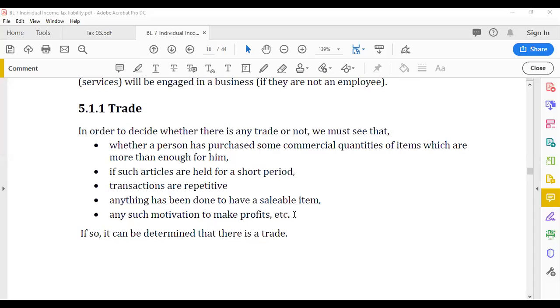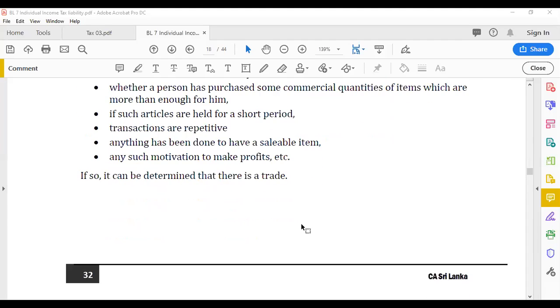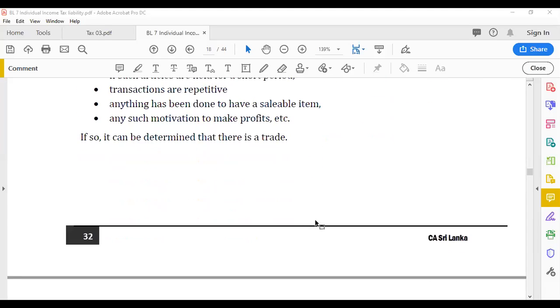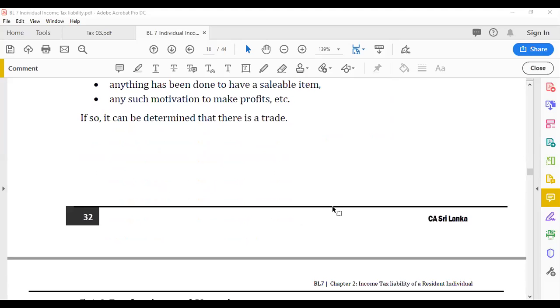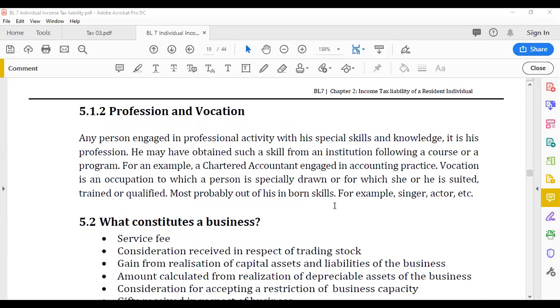Transactions are repetitive and continue frequently. It is happening frequently, right? And anything has been done to have saleable items, buying saleable items, inventory. Any such motivation to make profit. You are buying something, you have not yet sold it, but you have an intention to make profit by purchasing this item. If so, it can be determined that there is a trade.